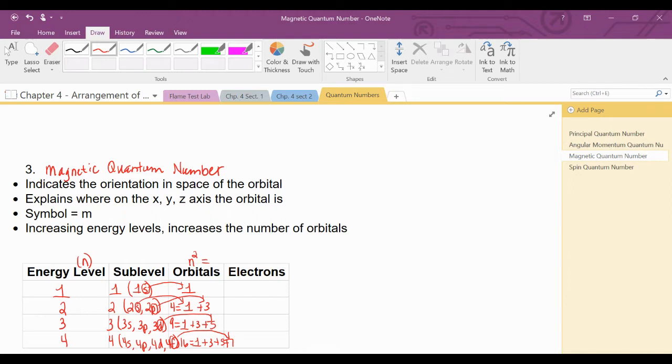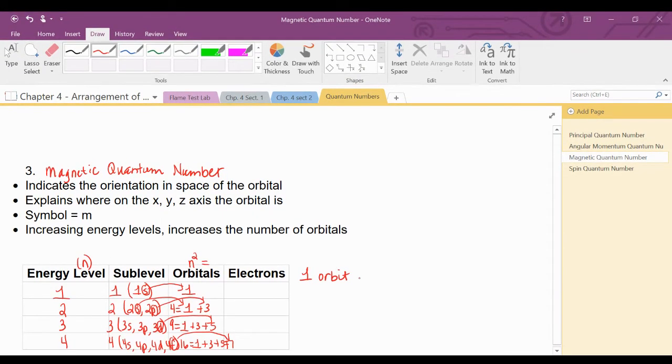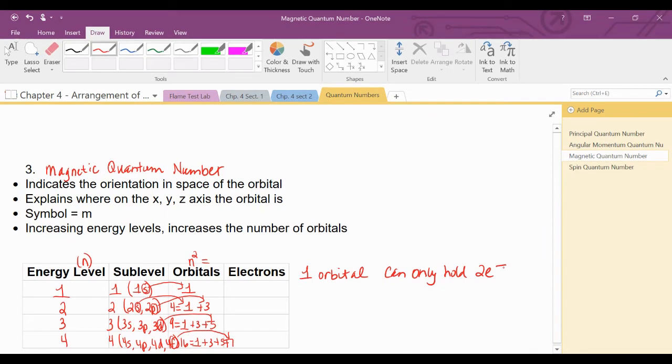All right, so now the new relationship we need to talk about is electrons. So here's what we need to know: 1 orbital can only hold 2 electrons. So when I'm filling in this table, this would be the maximum number of electrons I could have in that orbital or in that energy level.